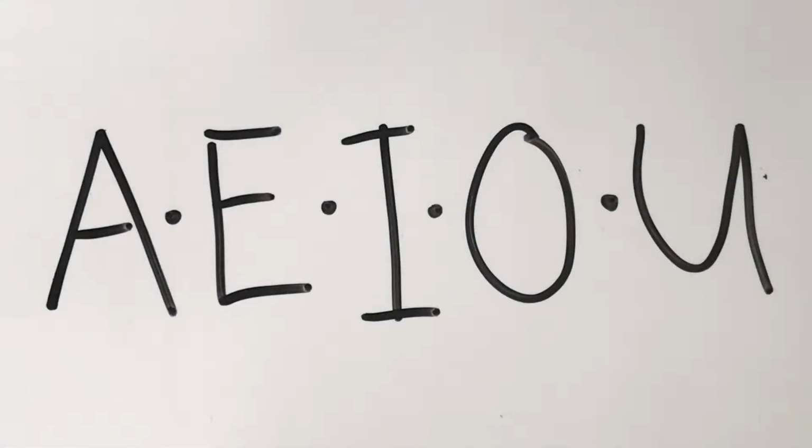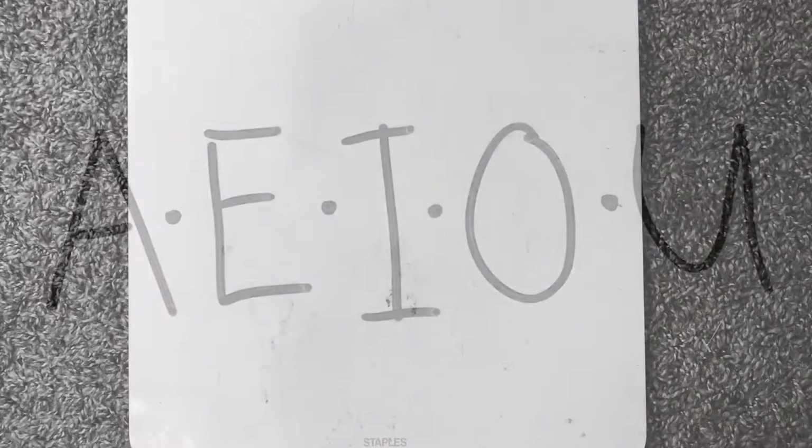This video will review the correct pronunciation for the 5 vowels in Spanish. In English, we call these vowels A, E, I, O, and U. In Spanish, we call these vowels A, E, I, O, and U. Let's start with the English A.